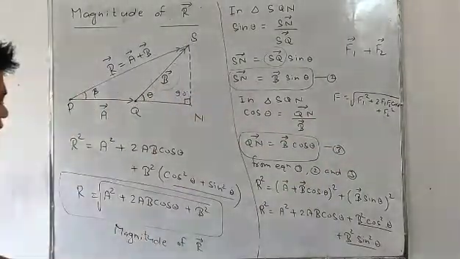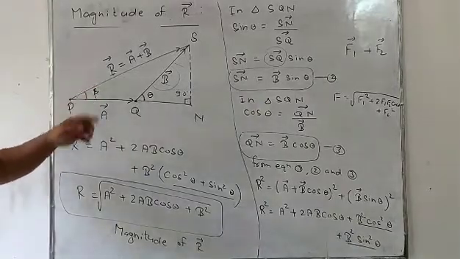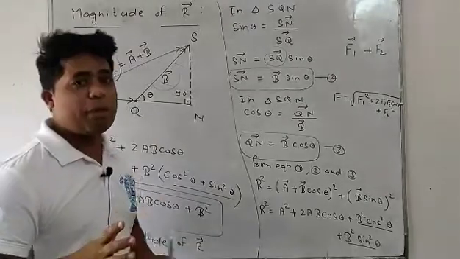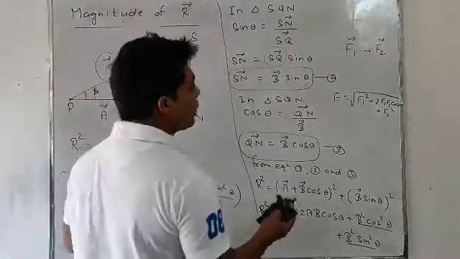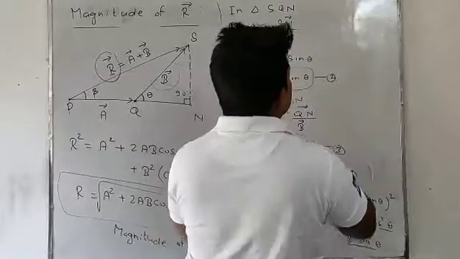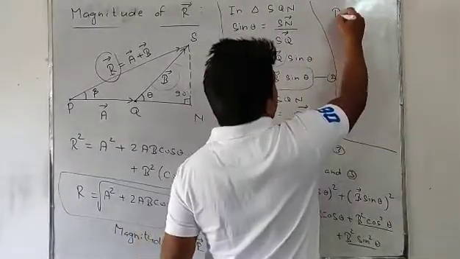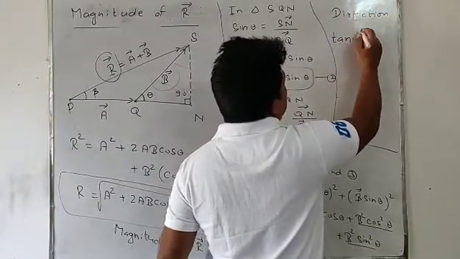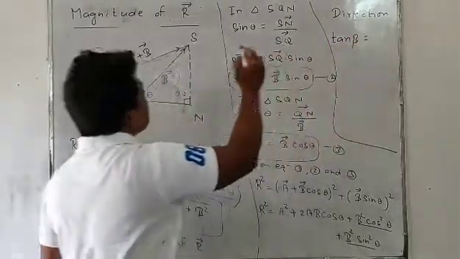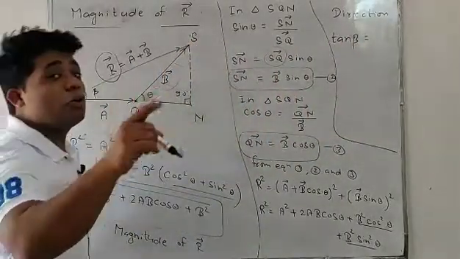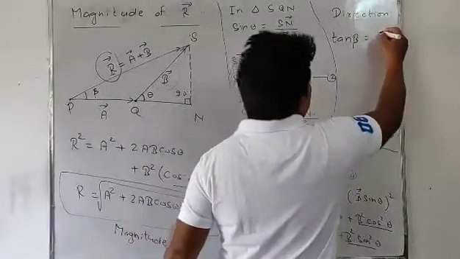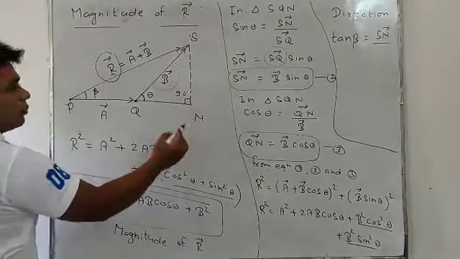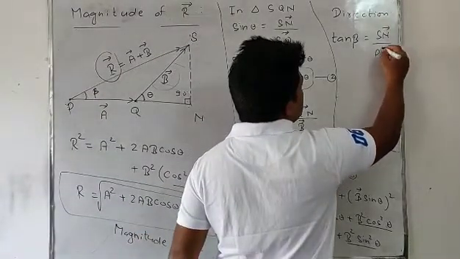Okay students, now we require its direction. We have to find the direction of the resultant. The direction of the resultant is beta. Remember, for finding direction we will always use tan theta. So how can we get the direction? For getting the direction, I am going to apply tan beta in this triangle SPN, perpendicular by base. What is perpendicular? That is Sn. And what is base? Pn.